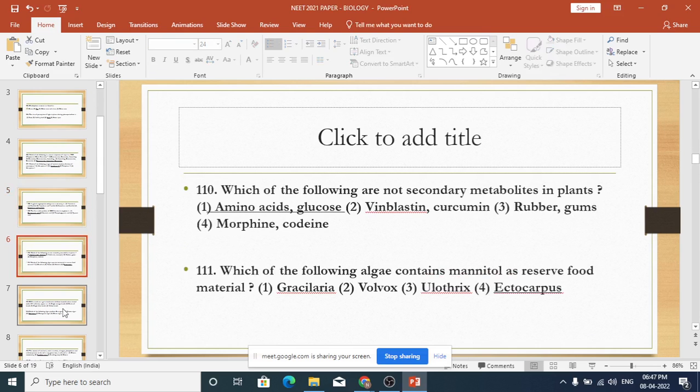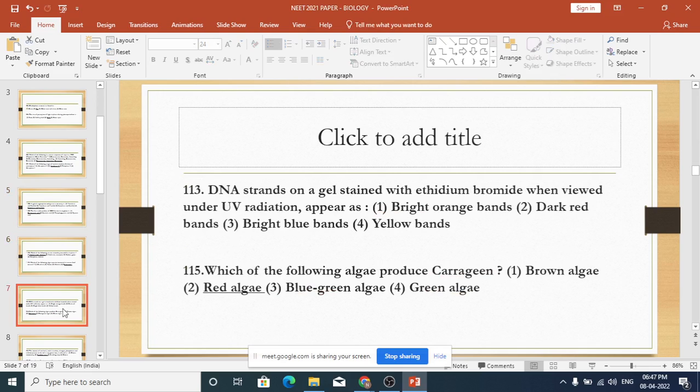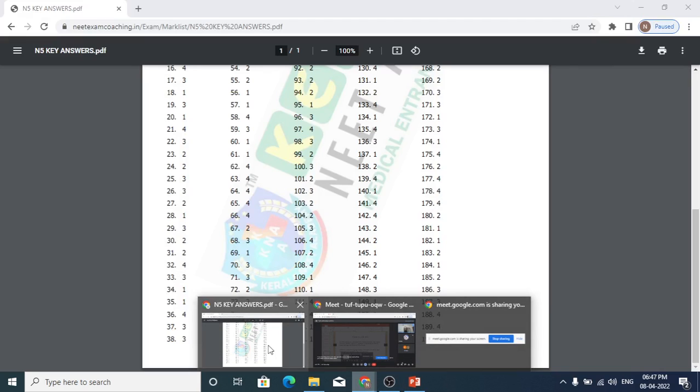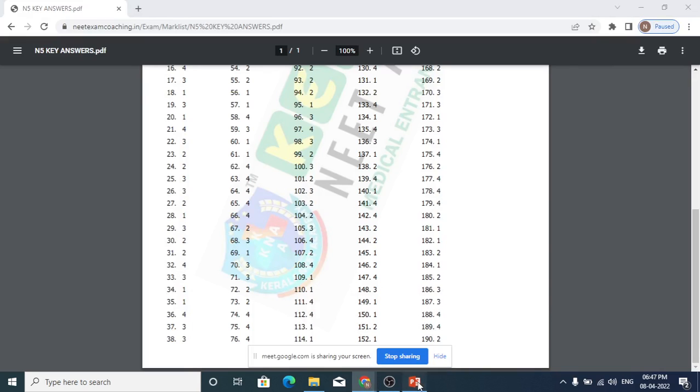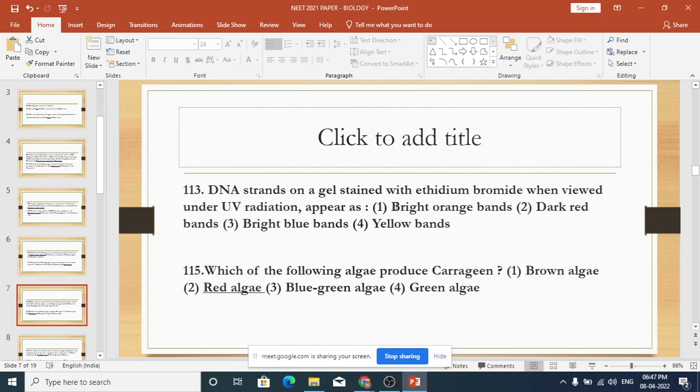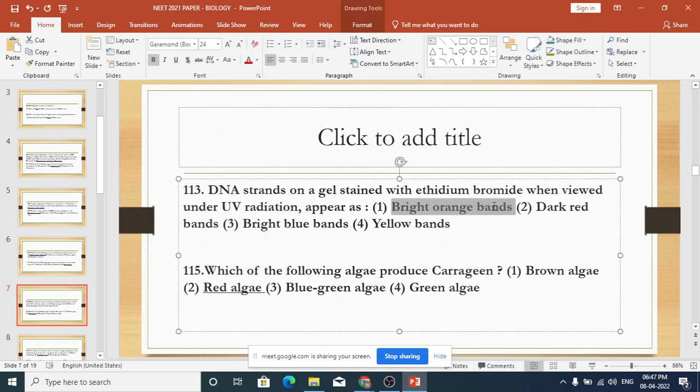110, 11 we have seen. 113. DNA strands on a gel stained with ethidium bromide when viewed under UV radiation appear as... Is it 11th or 12th? DNA strands, I think it's 12th. I will tell you the answer. 113 is option 1, bright orange bands. This is the answer.